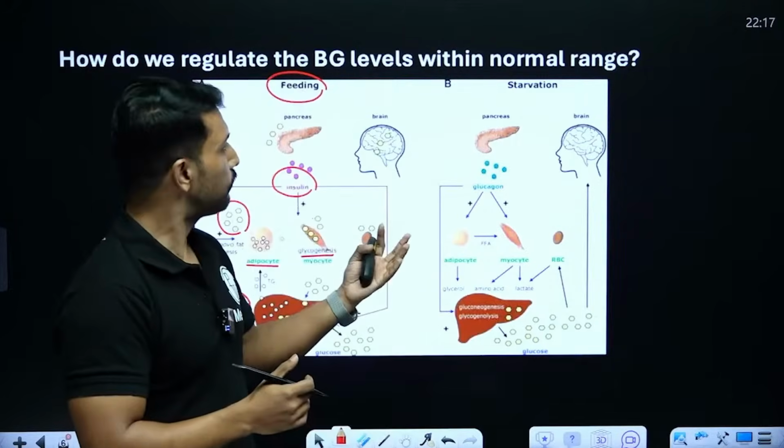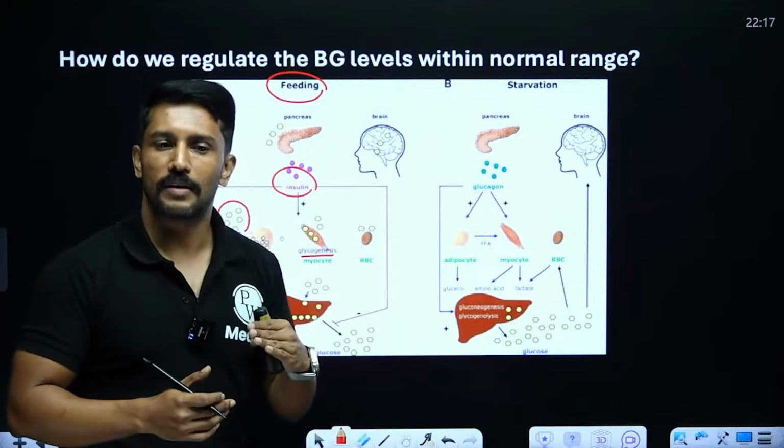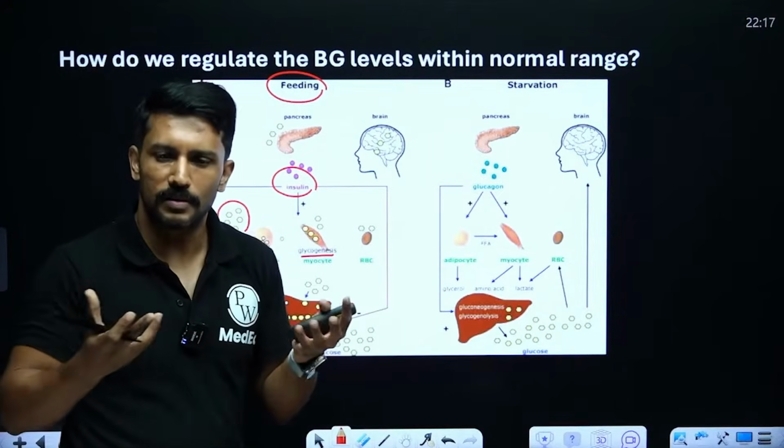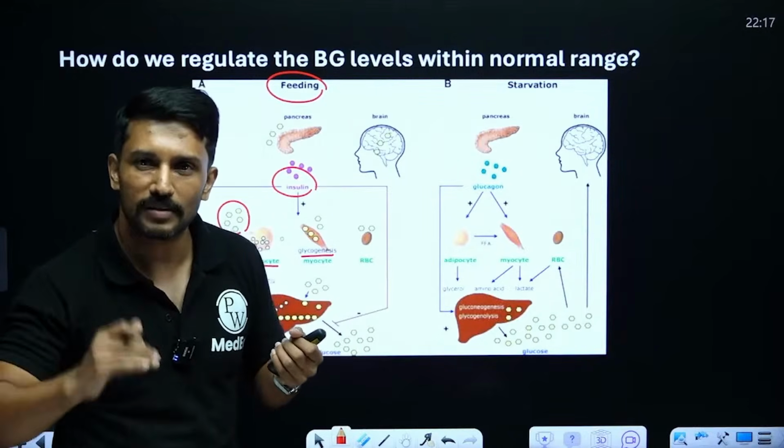Okay. Now what if I am not taking sufficient calories, and whatever blood glucose I have is all being used by tissues, and the blood glucose level starts tanking down?